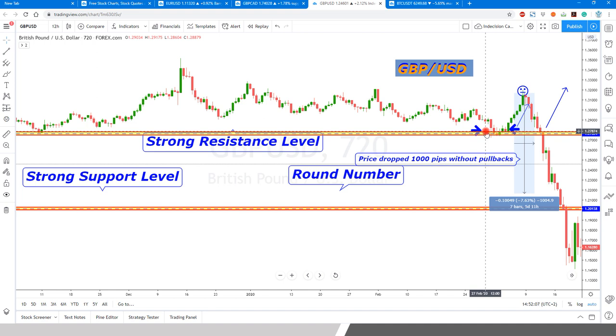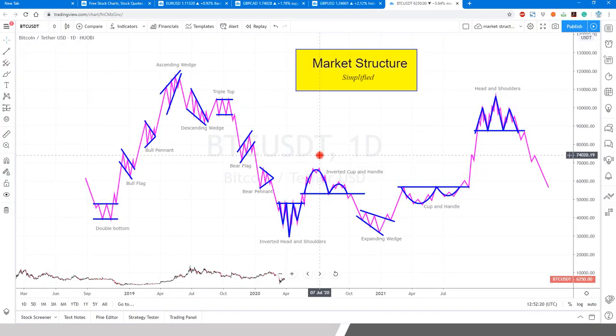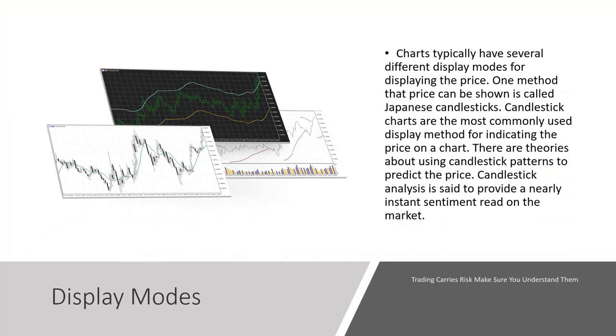It's like the floors of an elevator. The ceiling is your resistance. You have to break through it to keep moving up. The floor is your support. It's what's pushing you up through that ceiling and holding you up. And then we also use charts for market structure. We can see specific things happening in the market by interpreting what price is doing. So there are many ways that we can use charts.